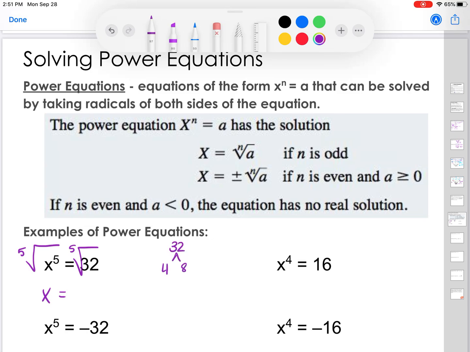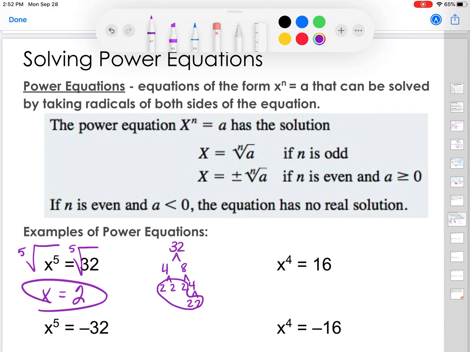You might not know this, so we could factor tree if you're not sure. That would be 4 times 8. That gives me 2, 2. 8 gives me 2 and 4, 2 and 2. And I notice there are 5 number 2s. So that means x has got to be 2. Okay, because it's odd, I'm not worried about plus minus. If I did negative 2 to the fifth power, I would get negative 32. So I don't have to worry about that.